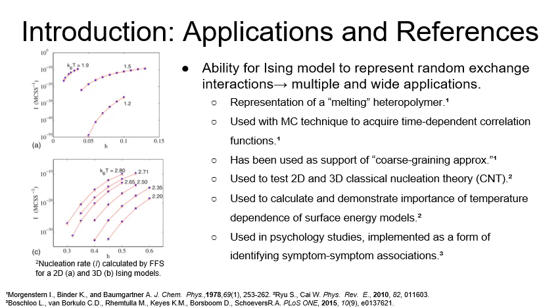It even has been used as a form of symptom-to-symptom association in psychological studies by being represented as a pairwise interaction between binary variables. On your left, you can see two diagrams. These are just representations of some data acquired in Ising models. It is just the nucleation rate calculated by FFS for a 2D and 3D Ising model. I hope I have shown you its various applications and how the Ising model is important. Now, Neil will talk more about the implementation of the physics and techniques to further develop on the Ising model.